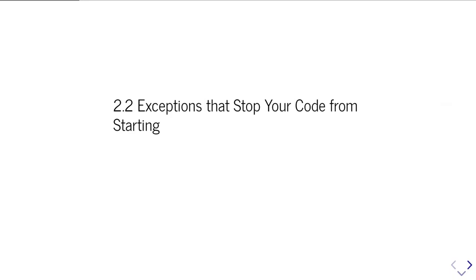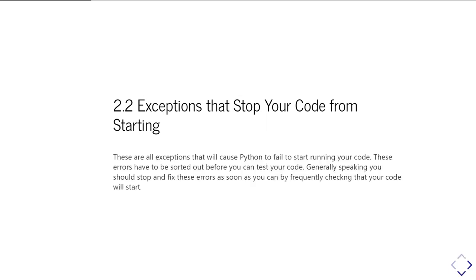So for the following parts of this unit, I'm going to work through various types of the exceptions that you might see in your code and explain what's causing them, why you get them. We're going to start off looking at the exceptions that will stop your code from even starting. These are things which are so badly wrong with the way you've written your program that Python is just going to give up and say, I'm not even going to get as far as trying to execute your code. And so that's what we're going to look at.